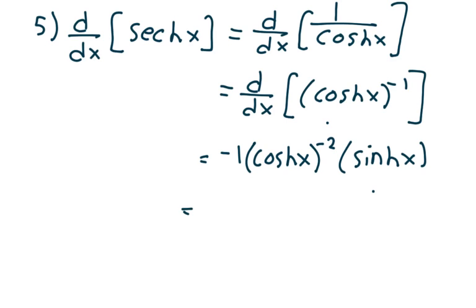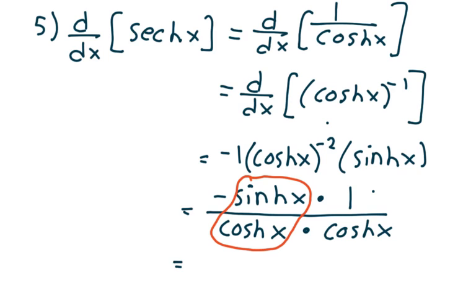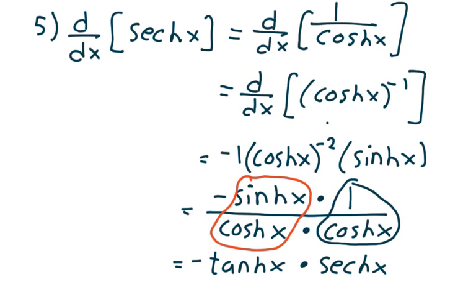Now, what I'm going to do is write it this way. So I'm going to say negative hyperbolic sine of x. I don't want negative exponents. And so I'm going to take negative hyperbolic sine x, and if you don't mind, I'm going to multiply it times 1, and I'm going to divide by hyperbolic cosine x times hyperbolic cosine x. And so if we remember, hyperbolic sine of x divided by hyperbolic cosine x is equal to hyperbolic tangent x. So this is negative hyperbolic tangent x times hyperbolic secant x. Remember that 1 over hyperbolic cosine x is hyperbolic secant x.